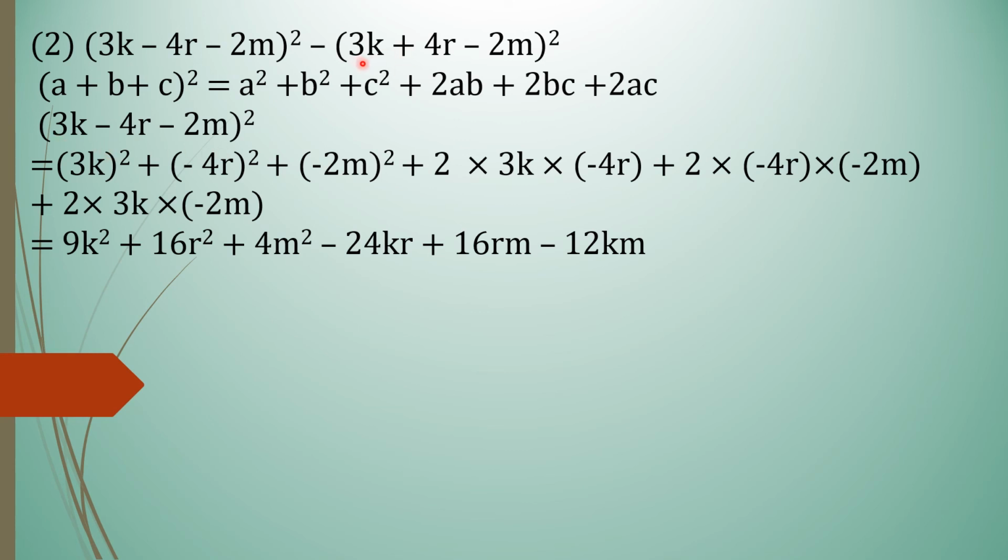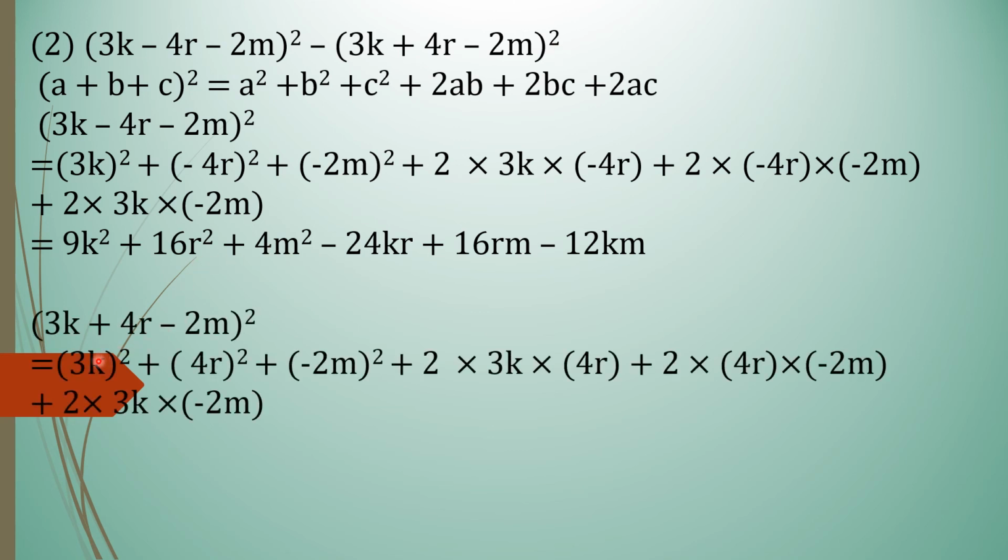Now let's solve, that is 3k plus 4r minus 2m the whole square. So we'll just use the formula, students, and write down, that is 3k the whole square plus 4r the whole square plus minus 2m the whole square plus 2 into AC. So 2 into 3k into 4r plus 2 into BC here. So 2 into 4r into minus 2m, then plus 2 into AC in formula it is there. So 2 into 3k into minus 2m.